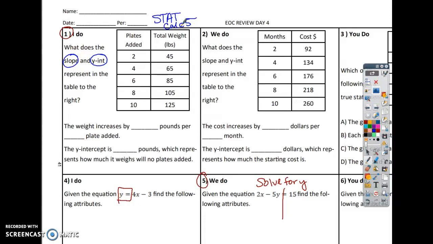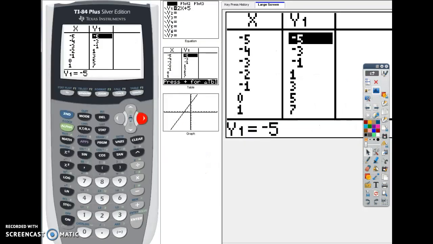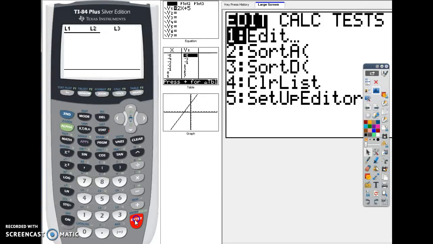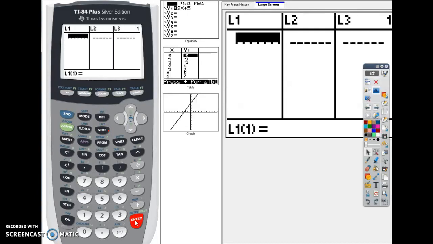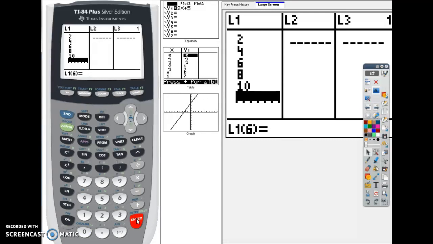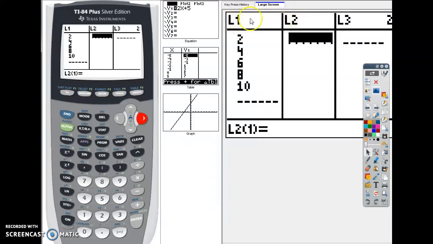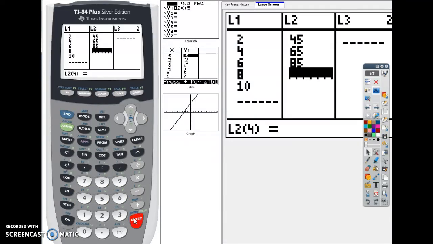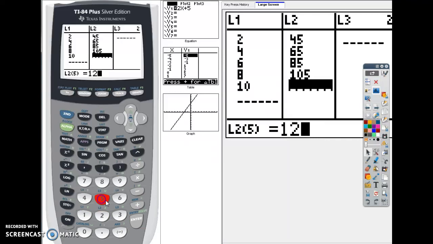So we're going to go ahead and put this in stat, enter. So everybody have your calculator ready. Stat, enter. And we're going to put those numbers in there. So I have 2, enter, 4, enter, 6, 8, and 10. Go to the other side. Make sure that you have L1 and L2. If you don't have L1 and L2, pause the video. You need to clear it and get your L1 and your L2. 45, enter, 65, enter, 85, 105, and 125.